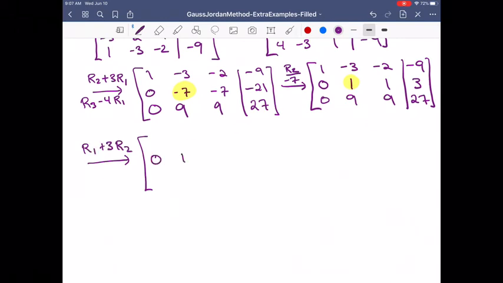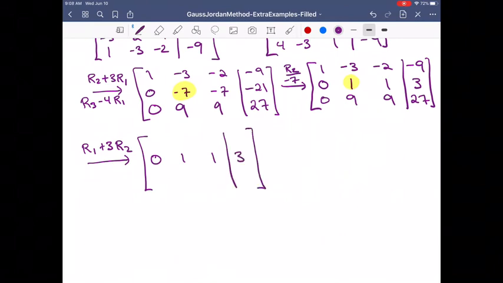Okay, so that's a 1. This one's going to be a 0. Now I have negative 2 plus 3 is a 1. And then I have negative 9 plus 3 times 3. So negative 9 plus 9, that's going to be a 0.